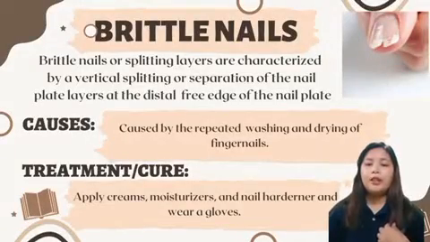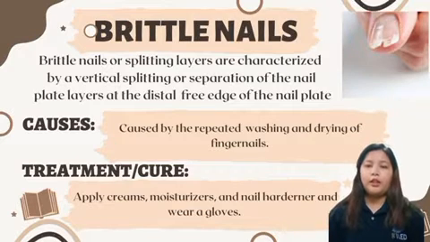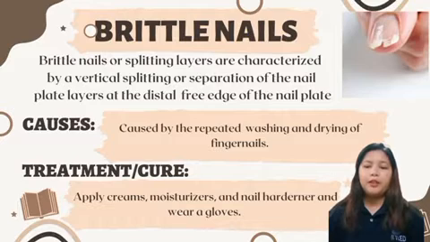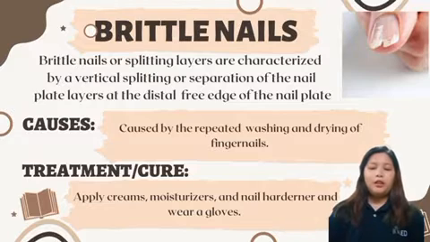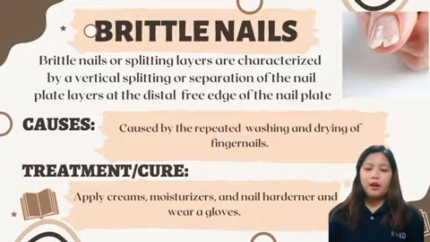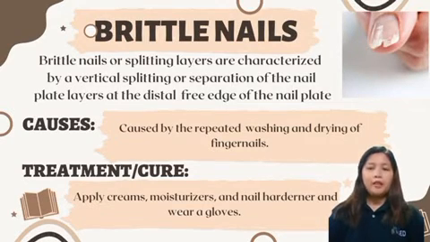So now, let's proceed to the next nail diseases and disorders. Brittle nails, or splitting layers, or peeling layers. Brittle nails are characterized by a vertical splitting or separation of the nail plate layers at the distal free edge of the nail plate. In most cases, nail splitting and vertical ridges are characteristics of the natural aging process. Causes of brittle nails: too little moisture and repeated washing and drying of fingernails. The treatments are applying nail hardener, moisturizing, and wearing gloves.